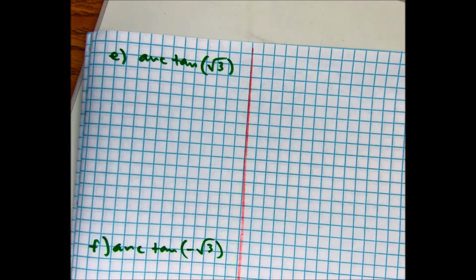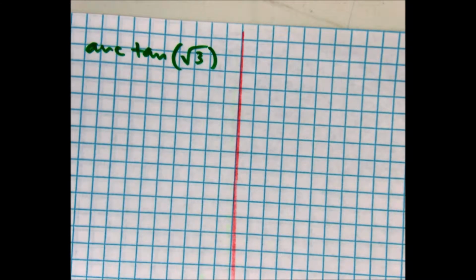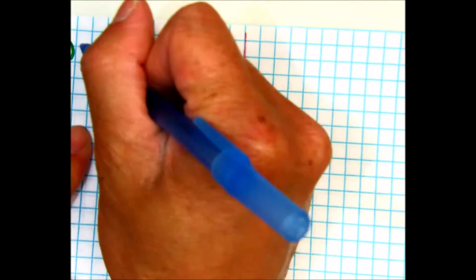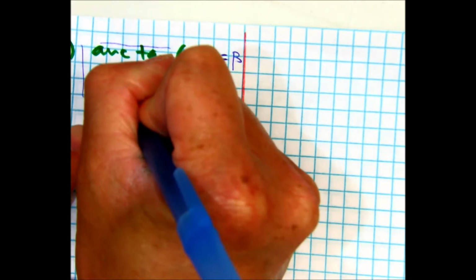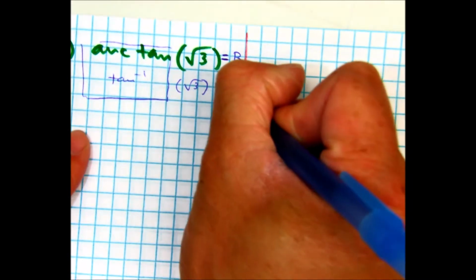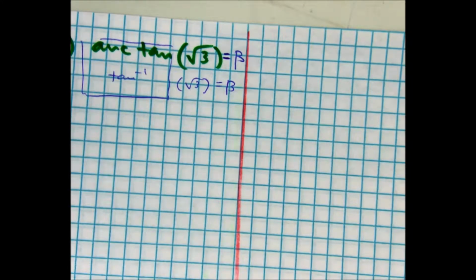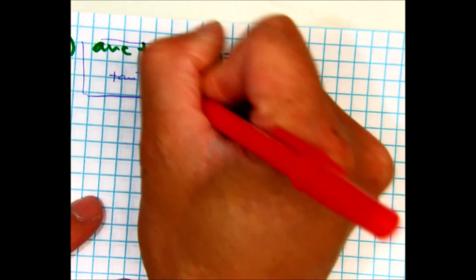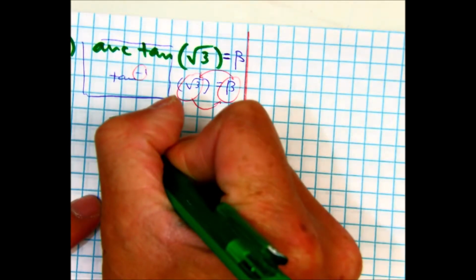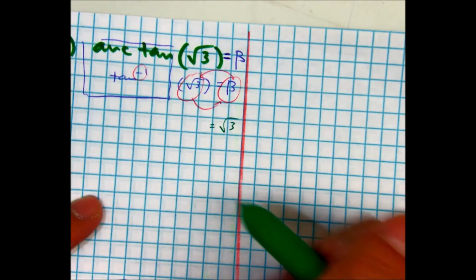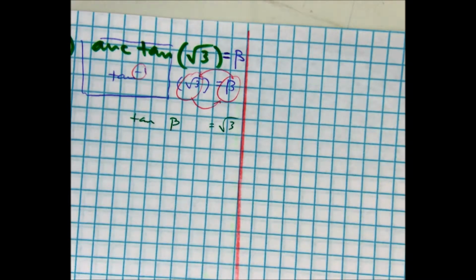Arctangent of radical 3. We're supposed to evaluate this. Tatiana, what's the first thing we're going to do? Favorite Greek letter? Tatiana, what's another way of writing arctangent? Yep. Kaylee S., what do we do next? Switch. Tell me what to write now. Beta, pi, radical 3 equals tan beta. Raise your hand if you have that so far. Good.